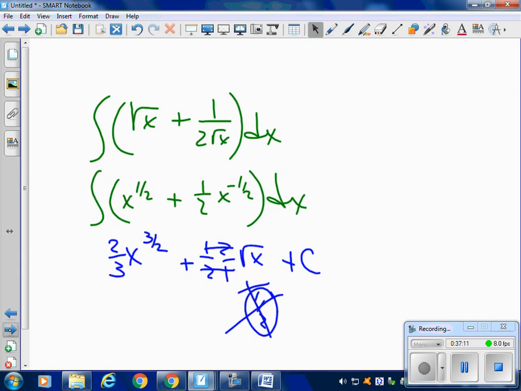So for those two, that x could just cancel out too? What x? Right there, the 3/2, or is that just? No, that's part of the answer. Oh, 2/3 x to the 3/2 plus the square root of x plus c is the answer.